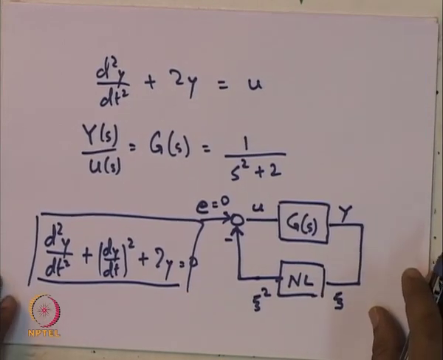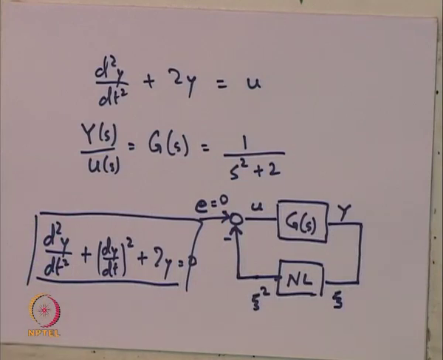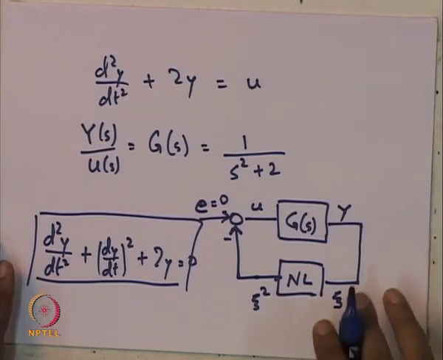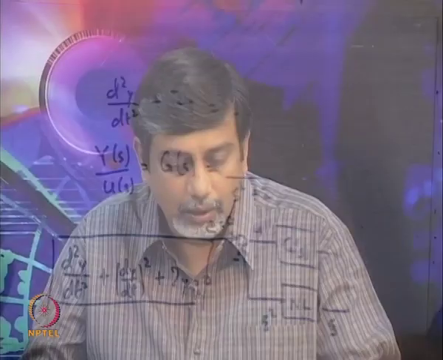Now, once this clever trick was discovered, it was used again and again. So, nonlinear systems were analyzed by splitting them up into a linear system and a nonlinear part, and looking at the feedback connection of this linear system and this nonlinear part. Now, once that was done, people came up with some sort of a conjecture. Let me give you what this conjecture was all about.